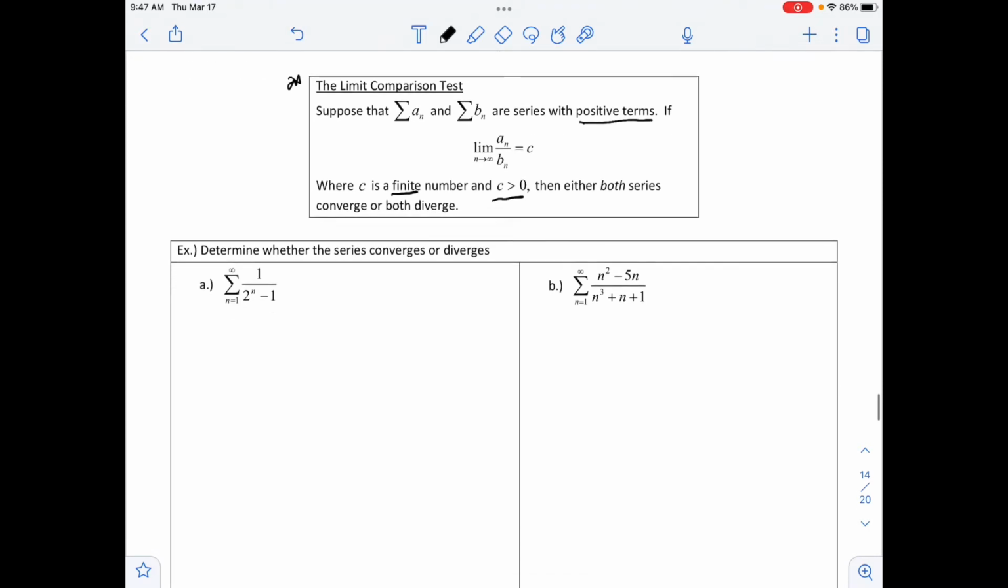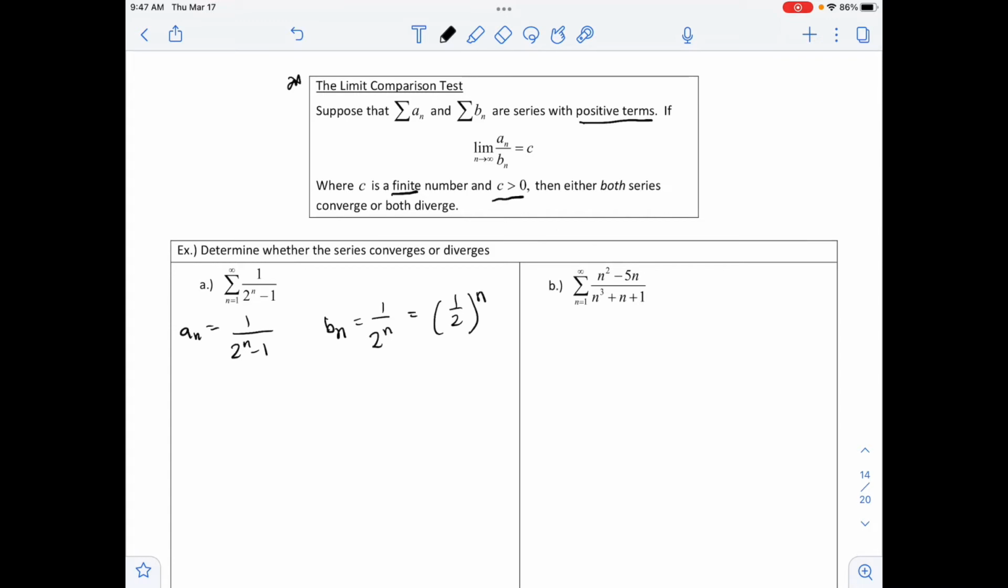So the example right below this says determine whether the series is convergent or divergent. And so again, I have the sum from n equals 1 to infinity of 1 over 2 to the n minus 1. And again, that minus 1 is an issue. And so I'm going to go ahead and say that a sub n is my original, and comparing it to b sub n, which would be a lot nicer if that minus 1 was not there. So I'm going to say 1 over 2 to the nth, which is the same as saying 1 over 2 raised to the nth power.